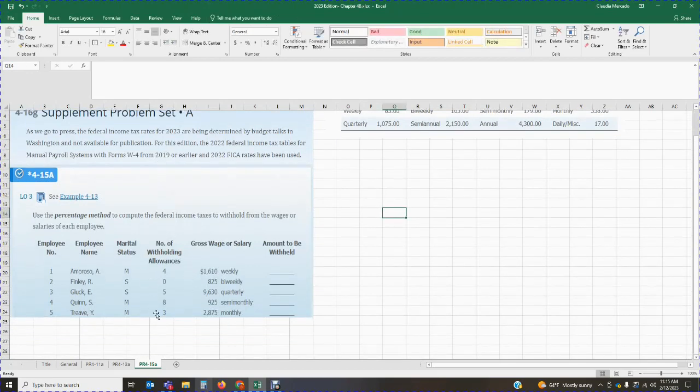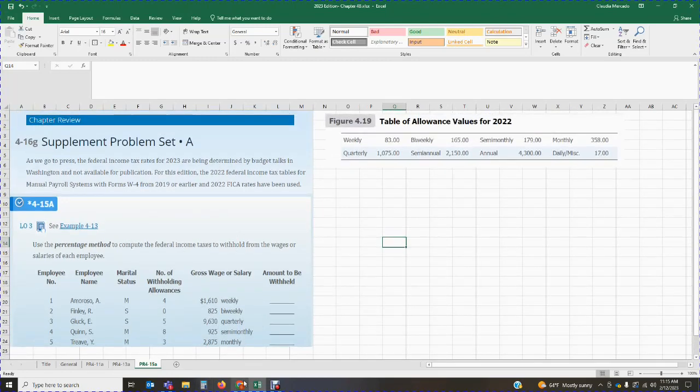So if you can see here, we have the name of the employee, the marital status, the number of withholding allowances, and the wage or salary. Okay. In the last examples, we didn't have the number of withholdings. That has been basically removed from the calculations in our current years. But if we do get those W4s from 2019 or earlier, we still have to do these calculations. So it's important that we know how to do this.